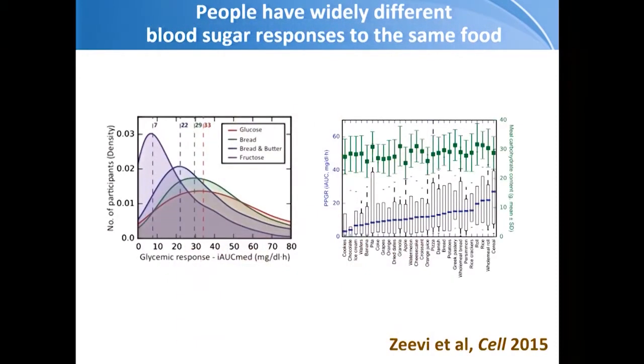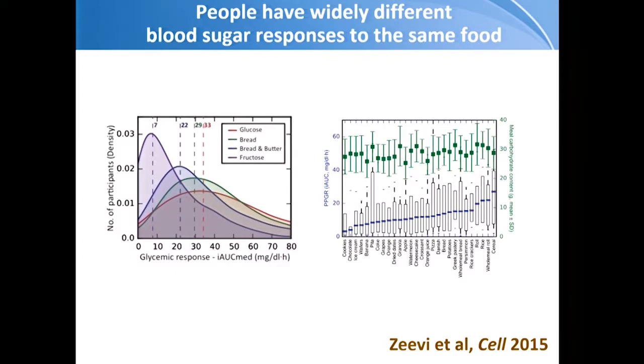And when we did this experiment on 1,000 people, and if we focus on the left panel, we gave the 1,000 people one of several identical test foods, such as an identical amount of glucose or bread and butter, and we measured their blood sugar levels. We found that the average rise in blood sugar level was exactly the glycemic index of these test foods.